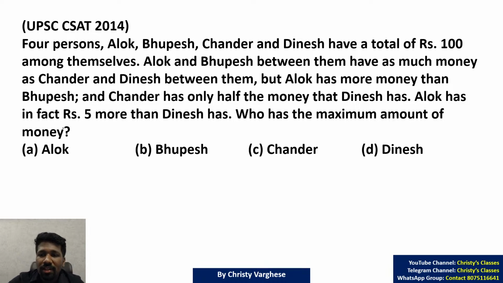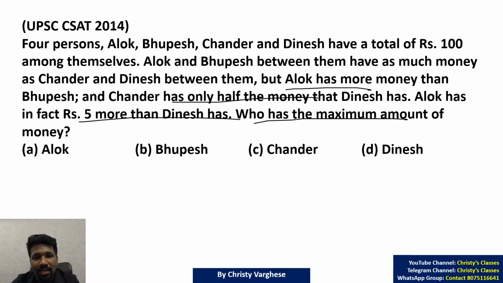Alok and Bhupesh between them have as much money as Chandar and Dinesh between them. So Alok and Bhupesh's money added is equal to Chandar and Dinesh's money added. But Alok has more money than Bhupesh. Chandar has only half the money of Dinesh, so Chandar has less money than Dinesh. Alok has in fact 5 rupees more than Dinesh. Who has the maximum amount of money?